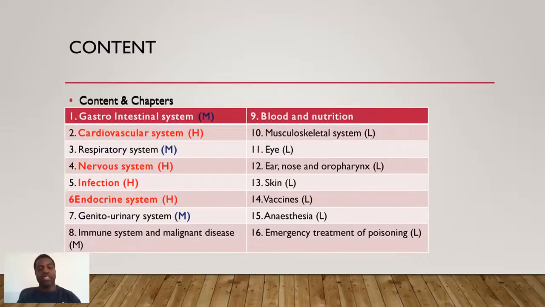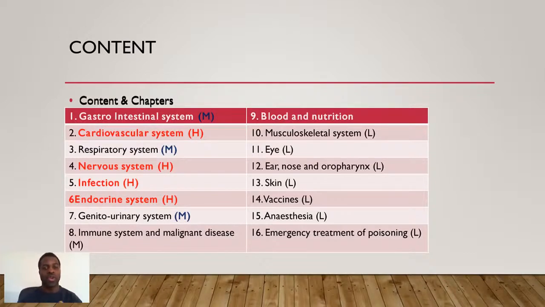Right, so the next thing I want to look at is the content and the chapters. Essentially this book, your BNF, has got 16 chapters in it, right? So what I've done to make it easy for you is to highlight the most important topics. As you know, with the GPhC, these 16 chapters are given a weighting. So there are 4 high weighted chapters, right?